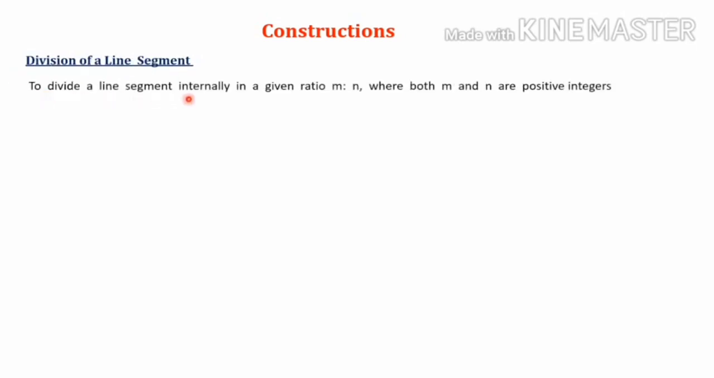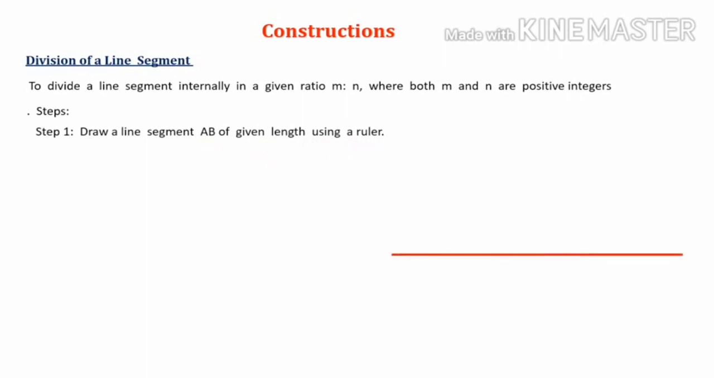To divide a line segment internally in a given ratio m is to n, where both m and n are positive integers, the following steps need to be followed. First one, draw a line segment AB of given length using a ruler. So we have to draw the line segment by using the given length and label it as AB or any other alphabet. Then second step, draw any ray AX making an acute angle with AB.